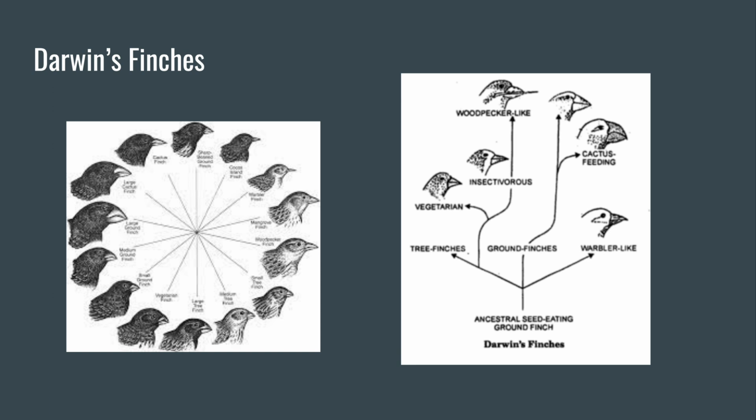So my first example I'll be talking about are Darwin's finches. Darwin's finches are a classic example of natural selection. The ancestor of these finches is still found today on the mainland of South America. These finches made it to the Galapagos Islands and began branching off to different islands.